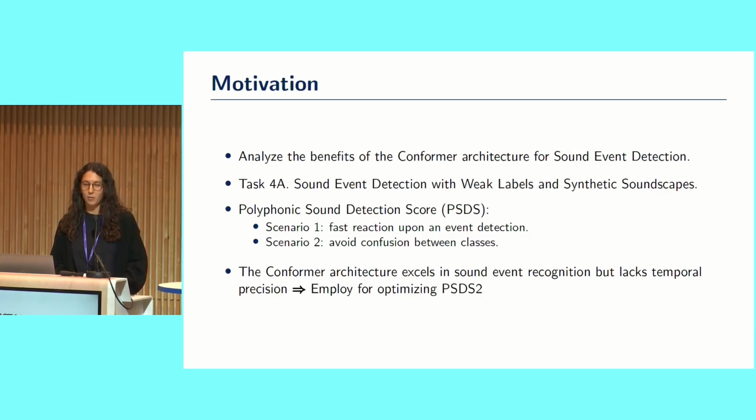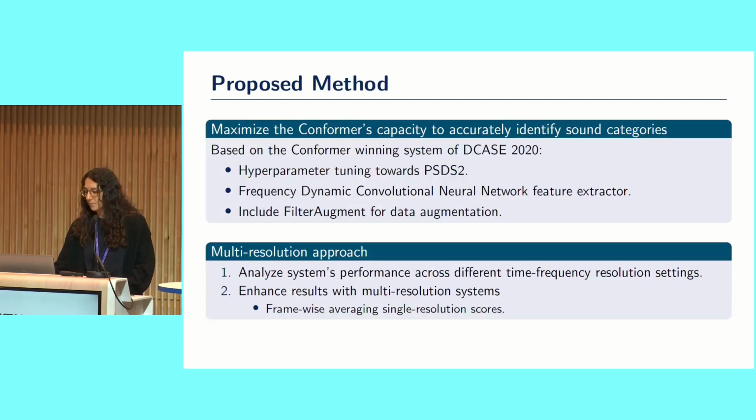This task is evaluated with the polyphonic sound detection score, which can be tuned to highlight different characteristics of a sound event detection system. For this purpose, two scenarios are defined. While the first one is focused on a fast reaction upon an event detection, the second one's goal is to avoid confusion between classes. From our previous studies, we saw that the conformer architecture excels in sound event recognition, but it lacks temporal precision. That's why we decided to employ this architecture for optimizing the second scenario of the PSDS.